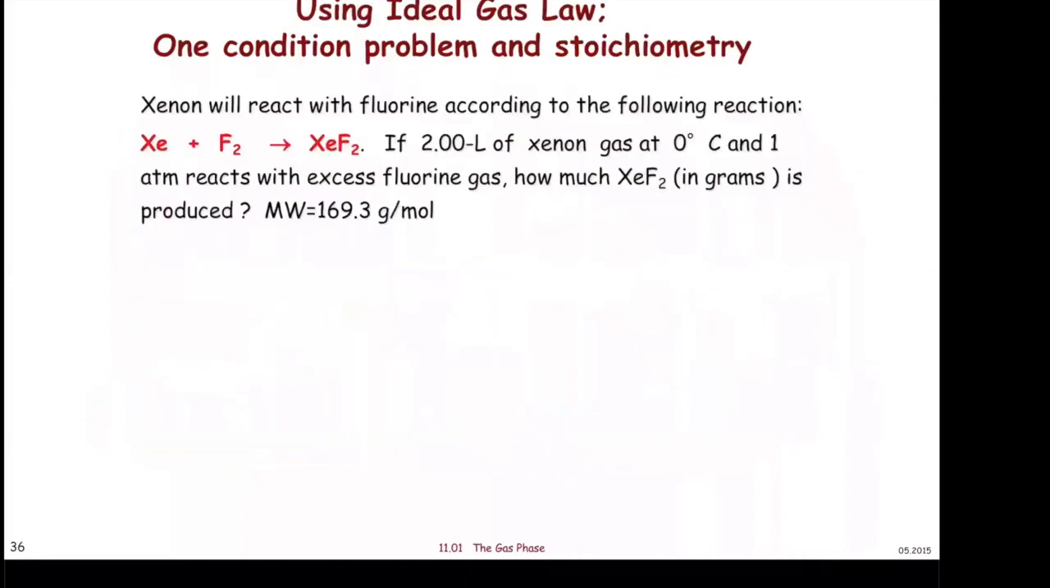Okay, so here's a question in which we do stoichiometry using gas laws. You should be familiar with this problem already, because we've done this calculation twice in the last lecture. Now we put it in the context of stoichiometry. It says xenon will react with fluorine according to the following reaction. Whenever you see a reaction, please make sure that it's a balanced equation, because don't ever assume that an equation you see on the test is balanced for you. You have the skills to balance it or to double check it, so make sure that it's balanced.